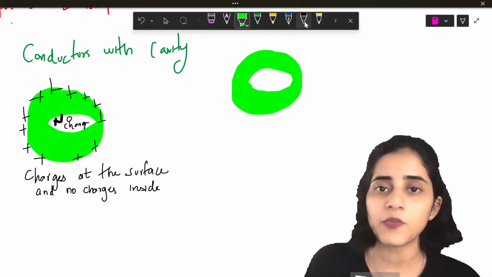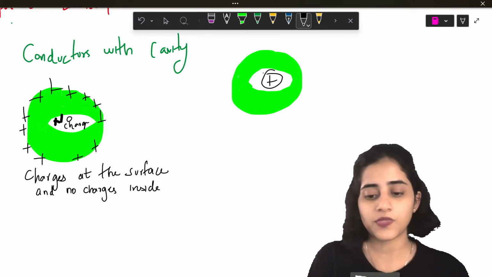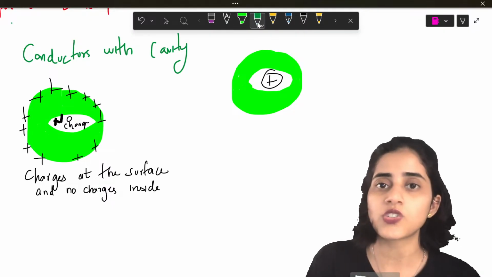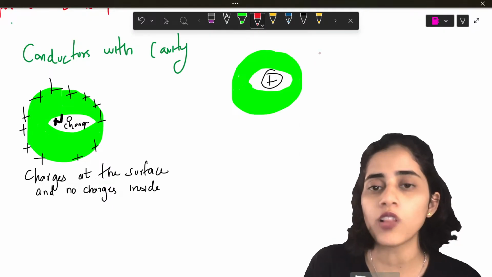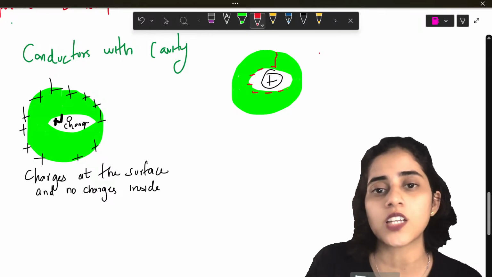Okay. And I'm going to put a charge inside. Let's say I put a charge inside. Now what happens? Outside there are lots of charges. So from outside what happens? All the negative charges are attracted here. So there will be a lot of negative charges here now.